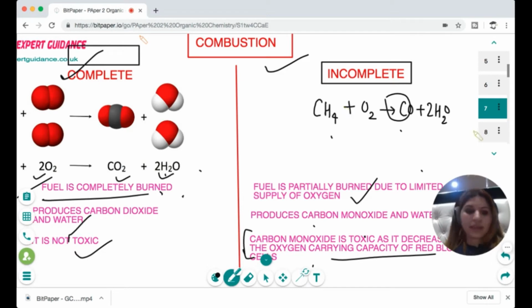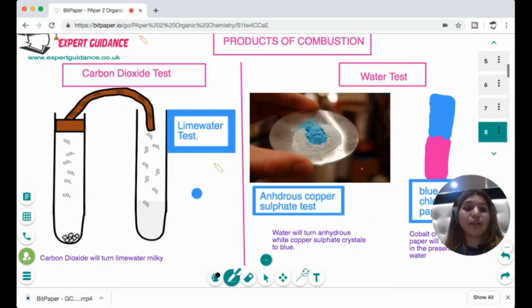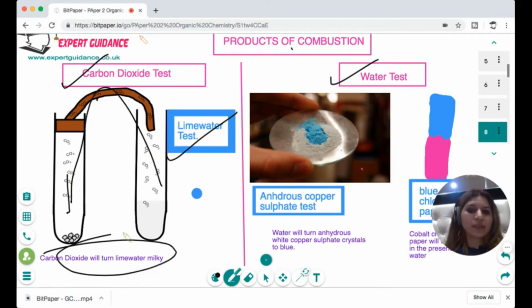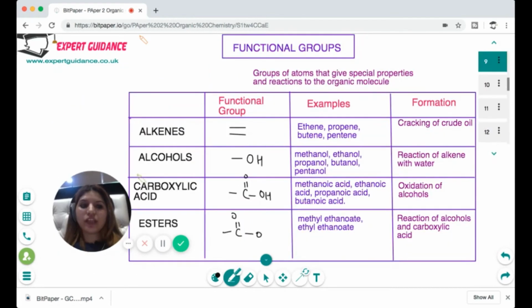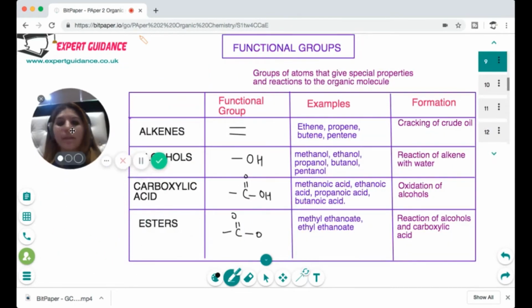Okay? Now, the next thing we need to do is, how will you test the products of combustion? Combustion gives carbon dioxide and water. For carbon dioxide, it is the lime water test. You do the combustion reaction, collect the gas, and pass it through lime water, and it will turn lime water milky. For the water test, you take anhydrous copper sulfate, and when you add water to the anhydrous copper sulfate, it will turn blue. Or you pass the water through blue cobalt chloride paper and it will turn pink. So cobalt chloride and copper sulfate are both tests for combustion products.